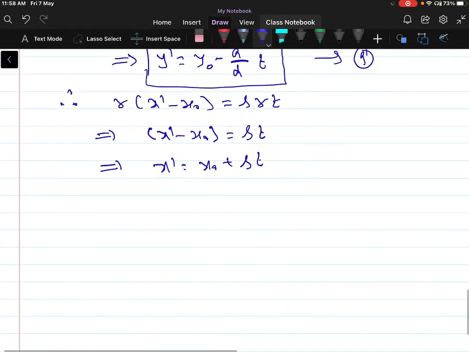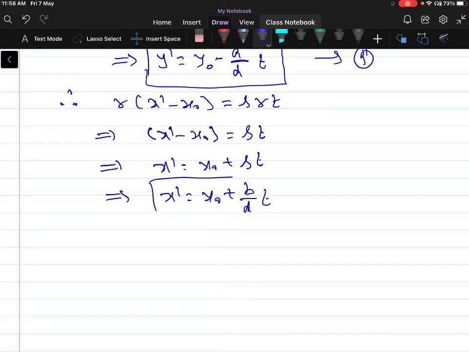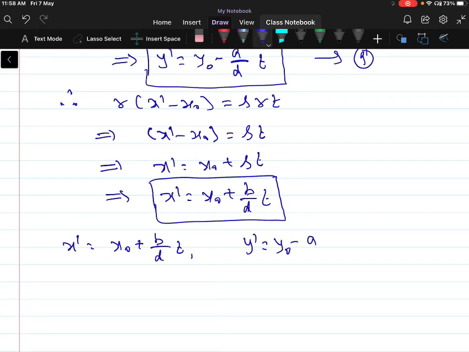But s is equal to, you know that, b by d. So this implies x dash is equal to x naught plus b by d into t. So this is the solution. Therefore x dash is equal to x naught plus b by d into t, and y dash is equal to y naught minus a by d into t, where t is an integer. Let us call this equation 10.